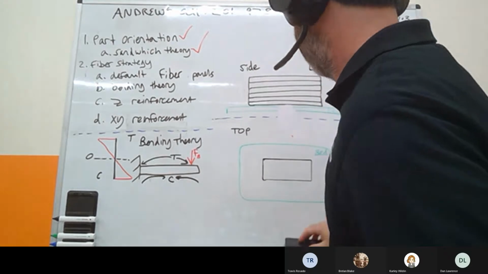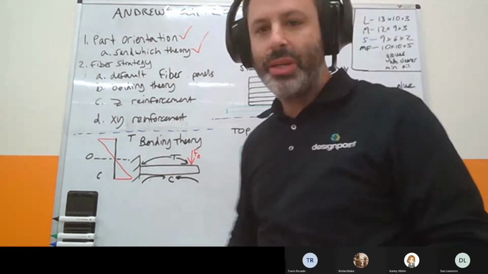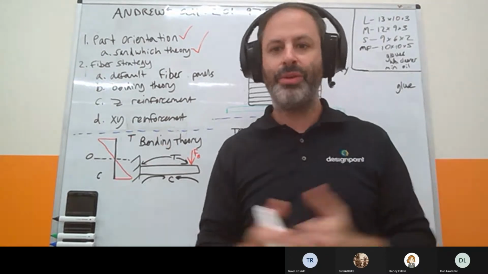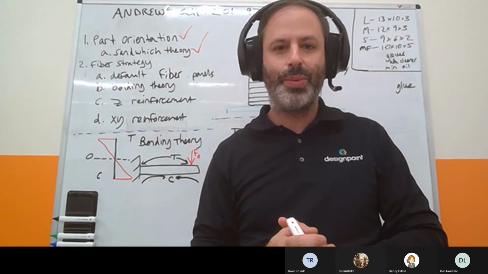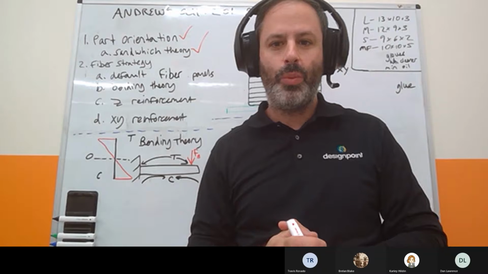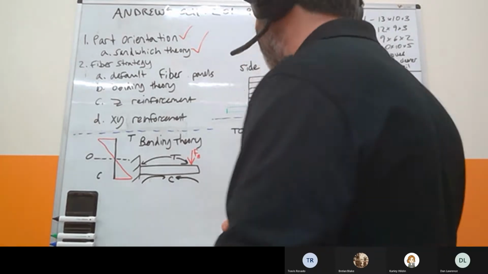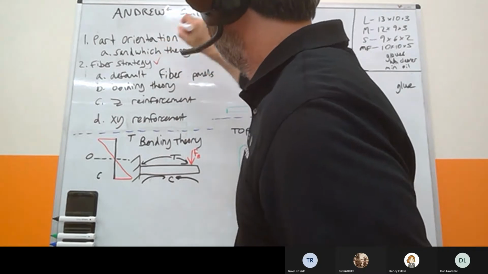Okay. So that is your sandwich theory. And the next thing we're going to move on to, told you it was the quick and dirty version, is fiber strategy. Okay. So how to lay your fiber in the part to get the most bang for your buck and why, right? Why is it stronger in certain directions than others? So we're going to move on to fiber strategy here.